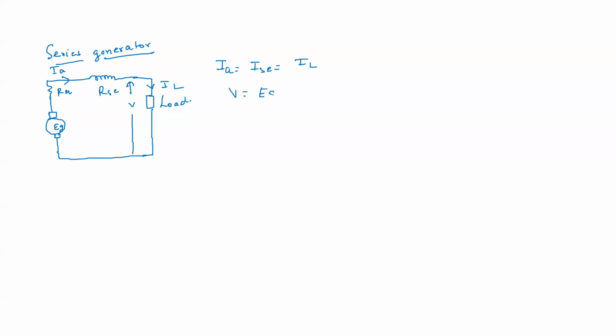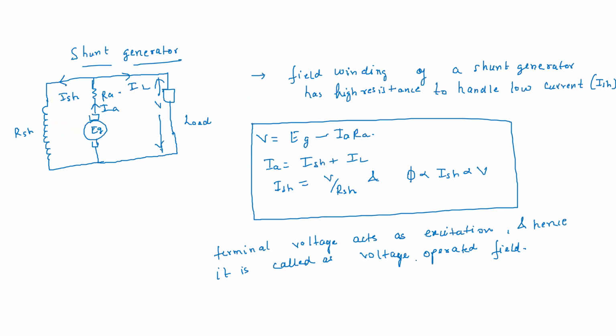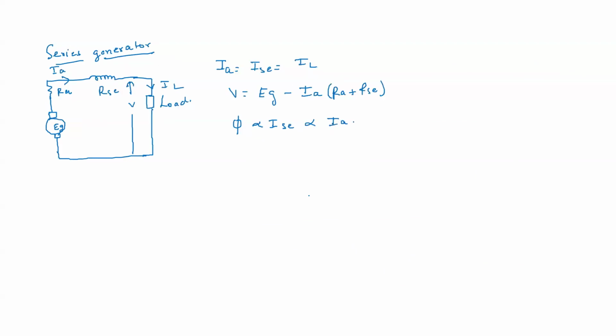Now what about V? V is EG minus IA into RA plus R series. And here the flux is proportional to I series, which is proportional to IA. So that is why the previous one was a voltage operated field, and this one is a current operated field.